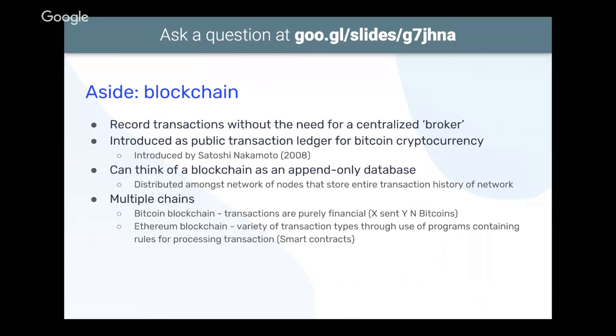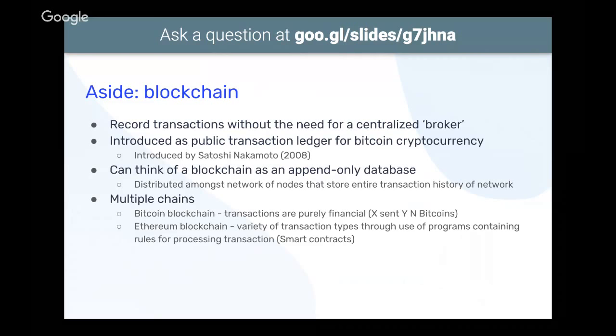It was initially introduced as the public immutable transaction ledger for the Bitcoin cryptocurrency, but it's found application in just about everywhere now. Probably you've heard of Bitcoin, Ethereum, a bunch of different altcoins, et cetera. You really can't miss this stuff if you're following the news at all. In the end, you can basically think of a blockchain as an append-only database that is distributed across a network of nodes or peers that all collectively store the entire transaction history of that network.